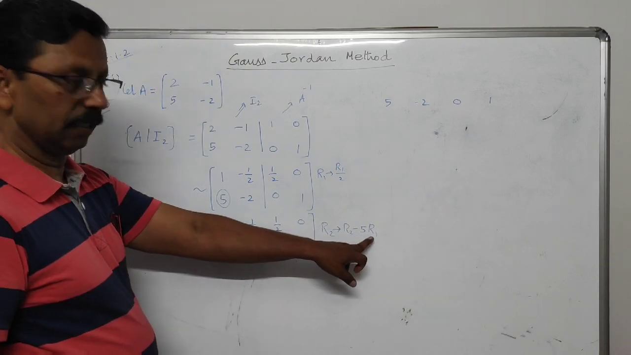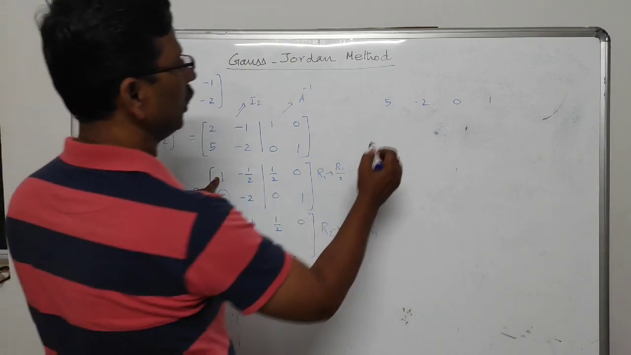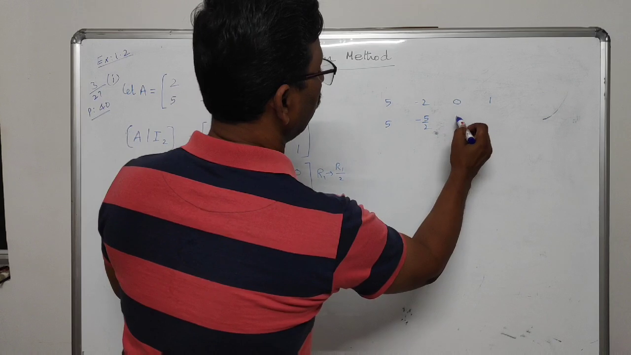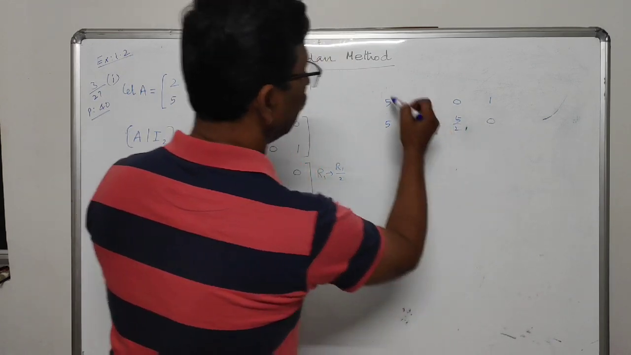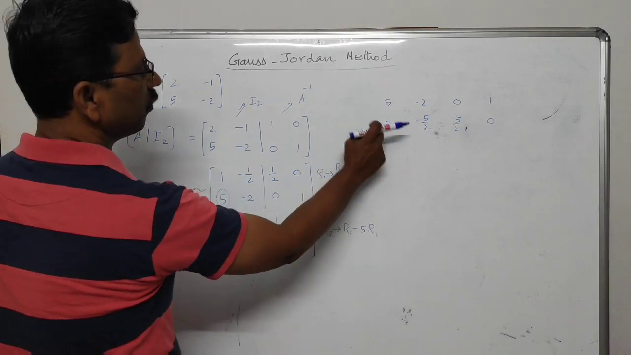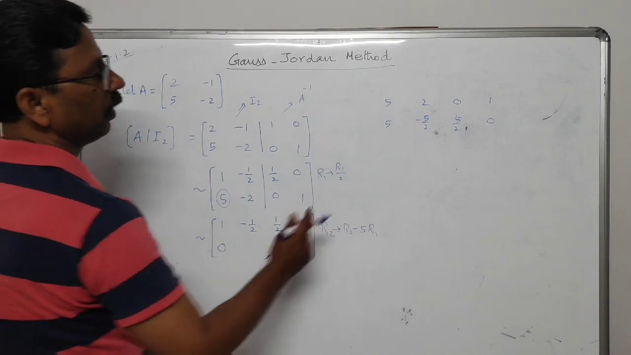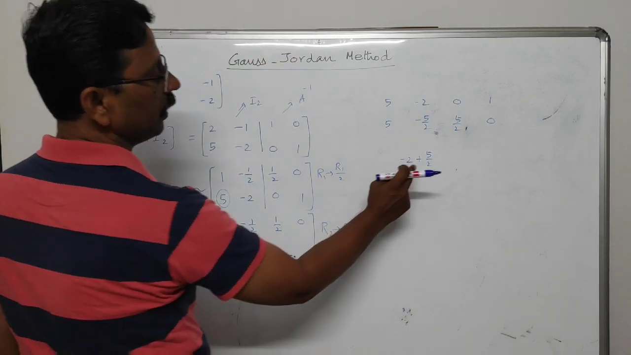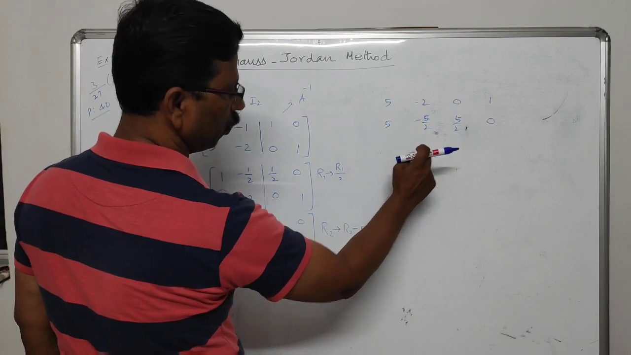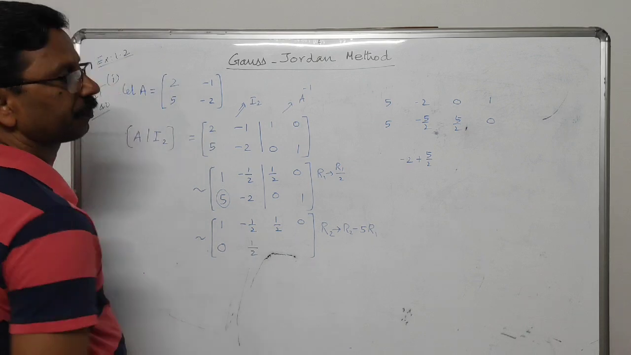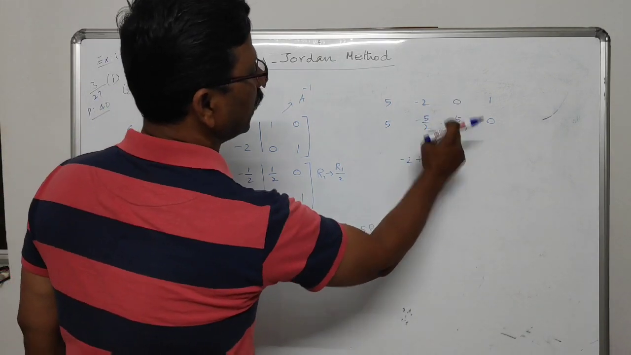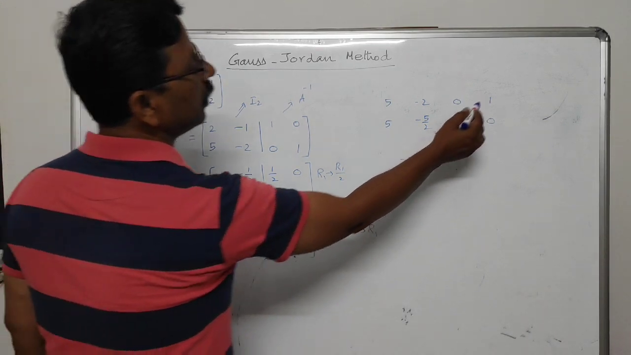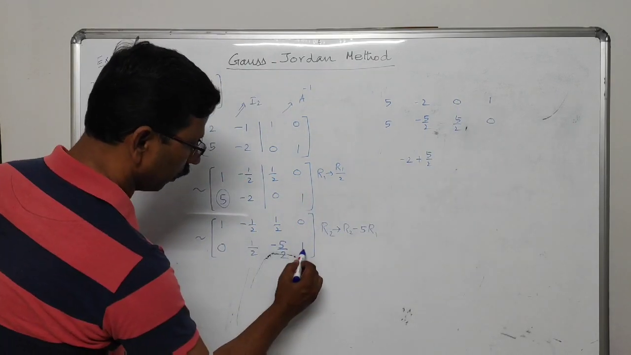Now you have to multiply the first row by 5. That is, you can write this is 5, this is minus 5 by 2, this is plus 5 by 2, this is 0. Then you subtract. 5 minus 5 becomes 0. Then this is minus 2 plus 5 by 2 while subtracting. That is, minus 4 plus 5 means 1 by 2. This gives 1 by 2. Now next term, here 0 minus 5 by 2 gives minus 5 by 2. Then this is 1 minus 0 gives 1.